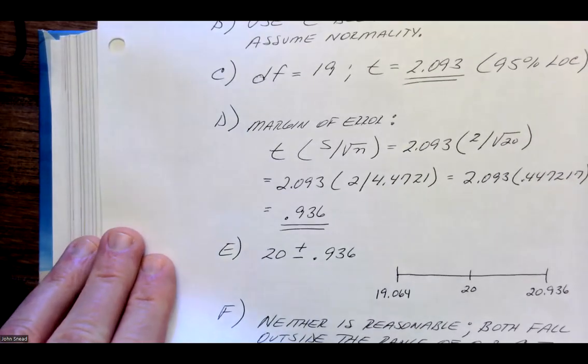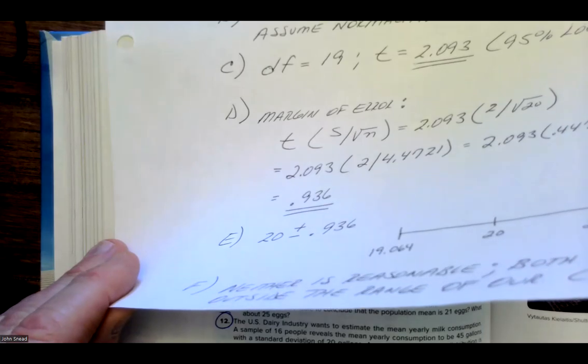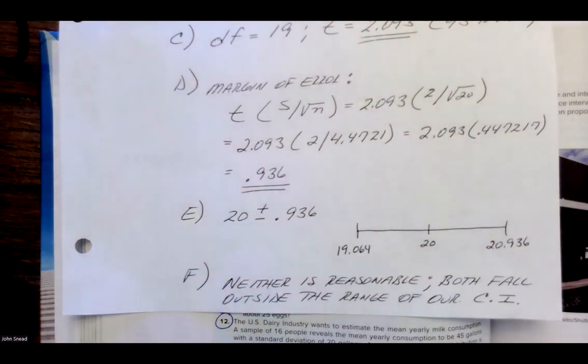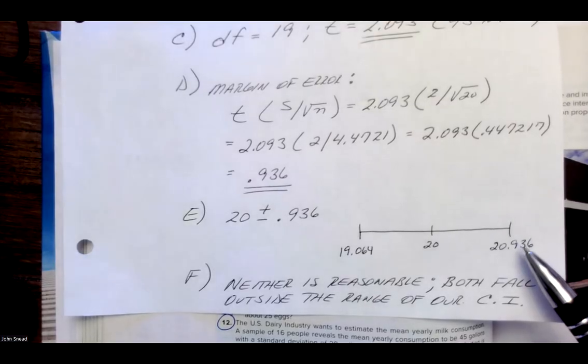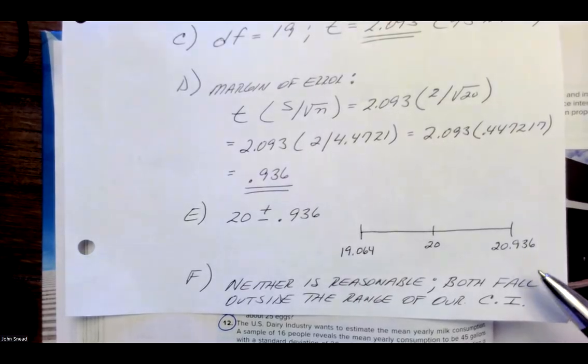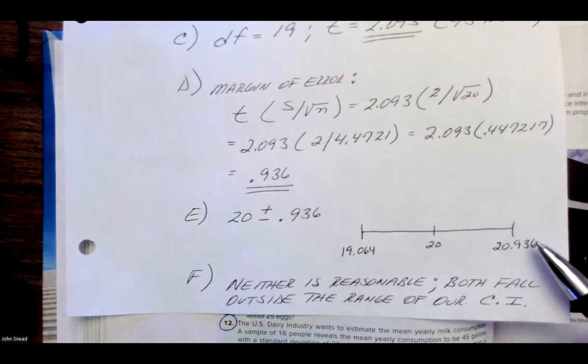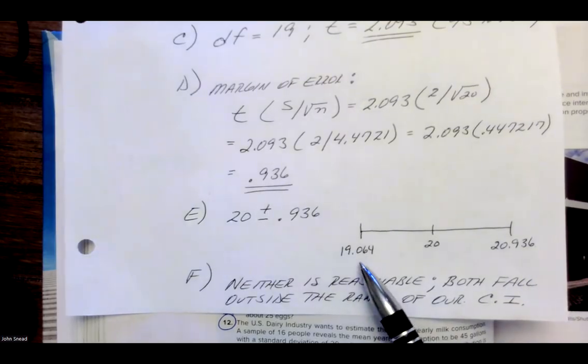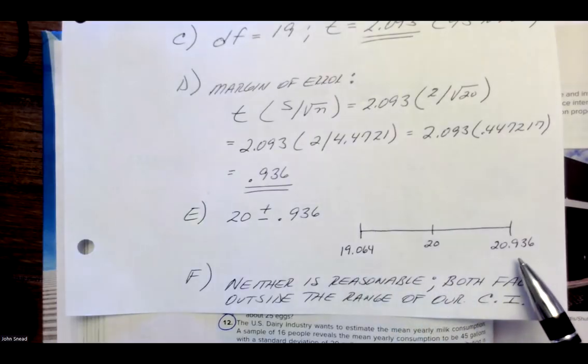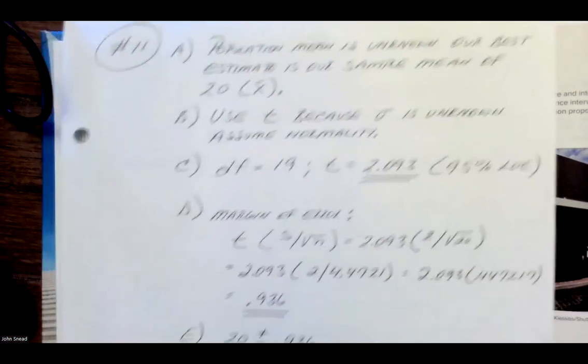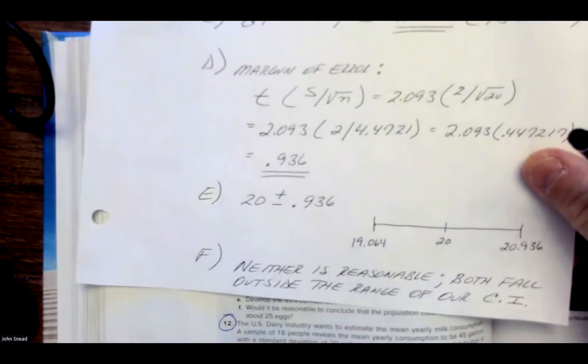For part F, they ask, would it be reasonable to conclude that the mean is 21 eggs? And there we would have to say no, because 21 falls outside the range of our confidence interval. Now, do recall that it is possible for the value of the unknown population parameter to actually fall outside the range of the confidence interval. Okay, it is possible. In this case, we've got a 95% level of confidence, so I feel relatively good that the true value is somewhere between 19.064 and 20.936. And then they ask us 25. 25 will be way, way, way over here. So that is incredibly unlikely to be the case. So neither of those is reasonable.